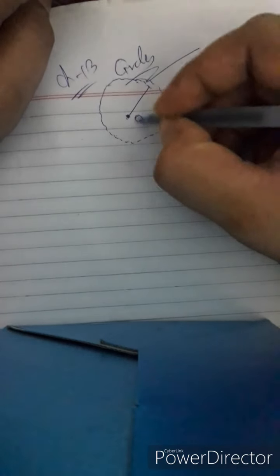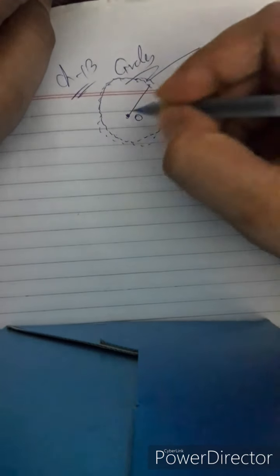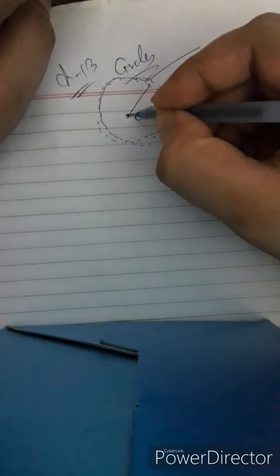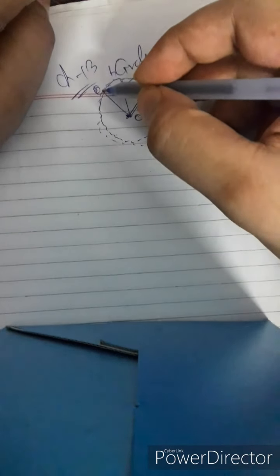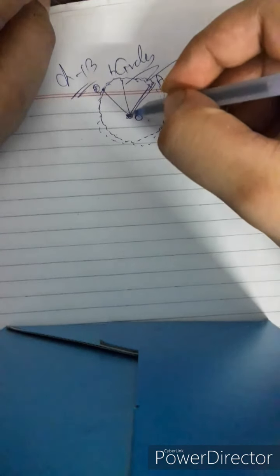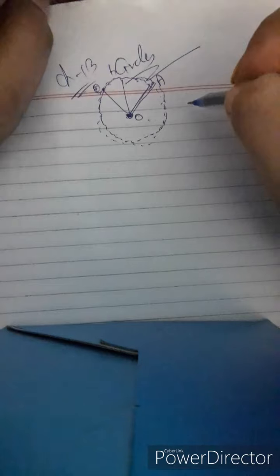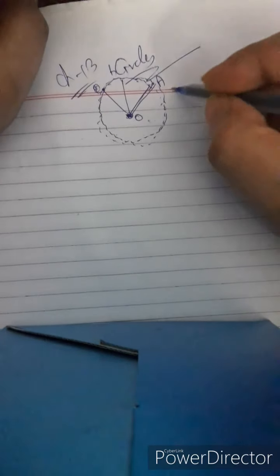This is the fixed point O, and the moving point which travels this path is at a fixed distance from this point, that is OA. OA equals OB equals OC. Whatever point this point travels to, it is at a fixed distance from point O. So the figure which is obtained thus is called a circle.